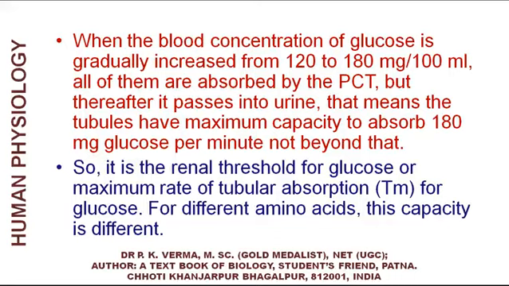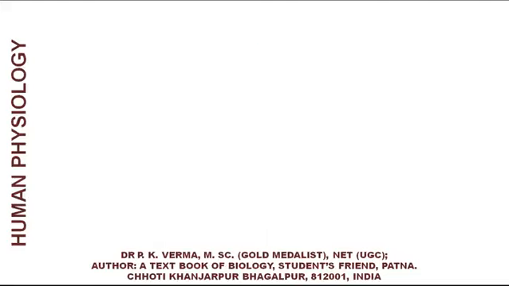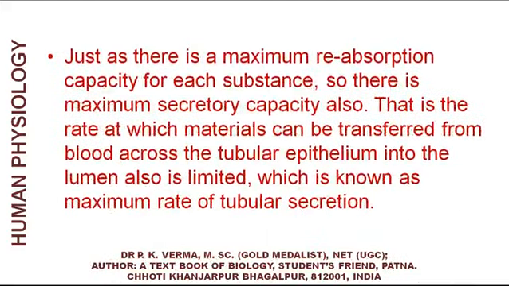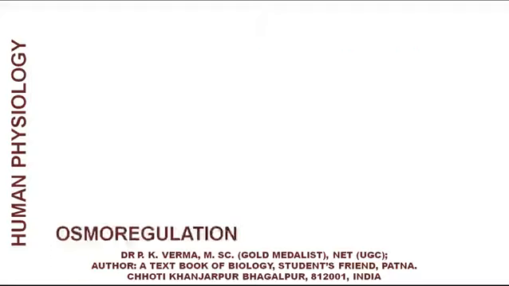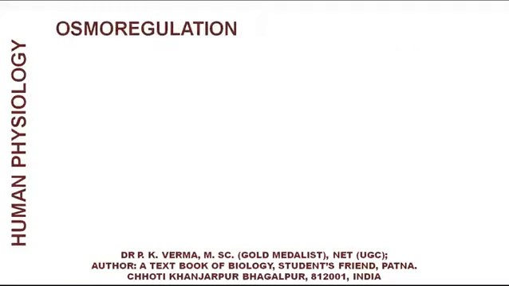For different amino acids, this capacity is different. Just as there is a maximum reabsorption capacity for each substance, so there is a maximum secretory capacity also, that is, the rate at which materials can be transferred from blood across the tubular epithelium into the lumen is also limited. It is known as the maximum rate of tubular secretion. So there is a maximum rate of tubular absorption as well as a maximum rate of tubular secretion.